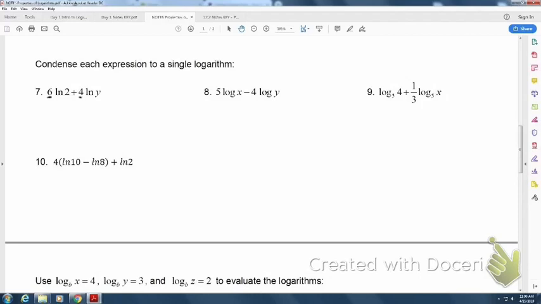So here I've got coefficients. I want to make those exponents. So I've got natural log 2 to the 6th plus natural log y to the 4th. I can condense addition by using multiplication. So I would have natural log, and I can go ahead and write 2 to the 6th, that's 64, because that's what it equals, times y to the 4th.